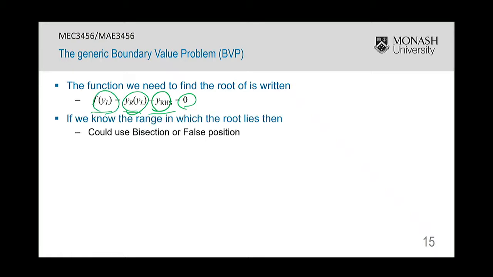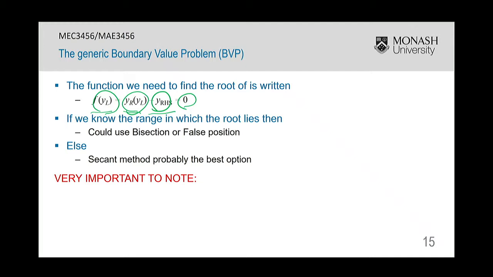Now, if we know the range in which the root lies, then we could use the bisection or false position method in order to do this. Else, probably the secant method is the best option. Certainly, Newton-Raphson is not possible here because we have no idea how to write the actual function. Recall that our function is actually the solution of an ODE at the right-hand side point. So how do you write the derivative of that? It's not really possible.